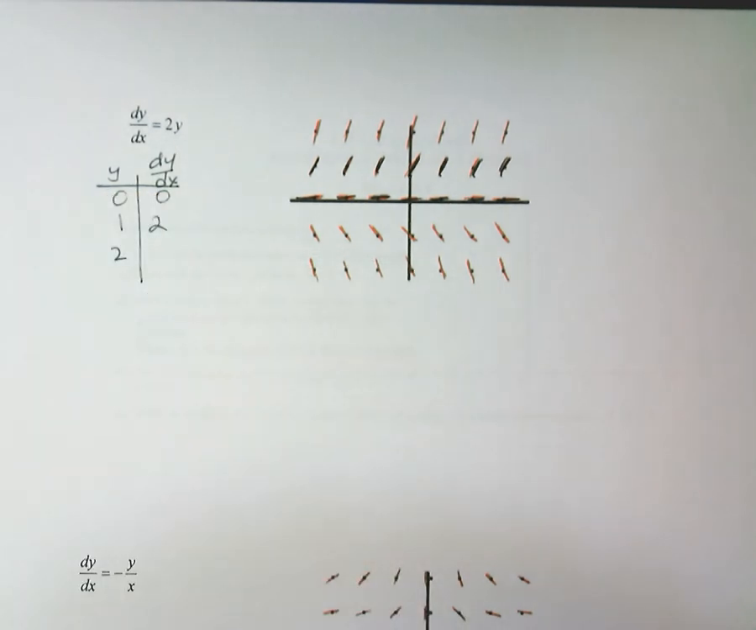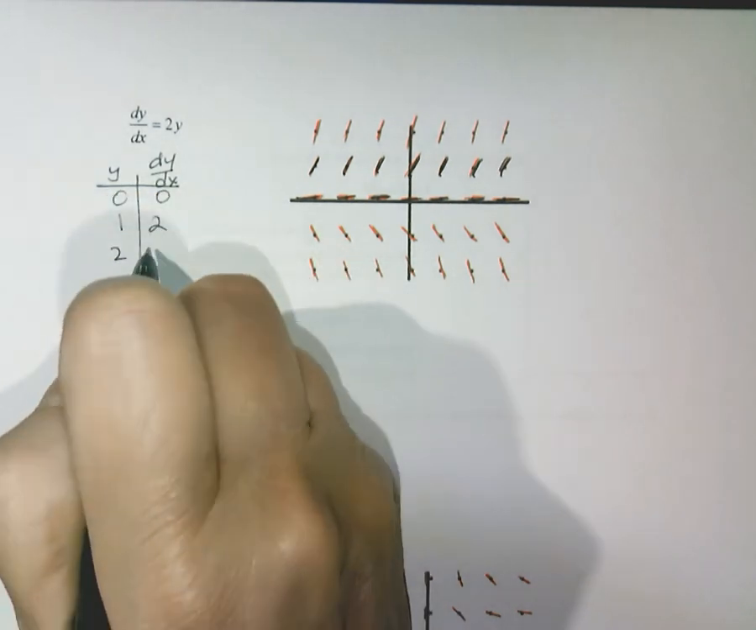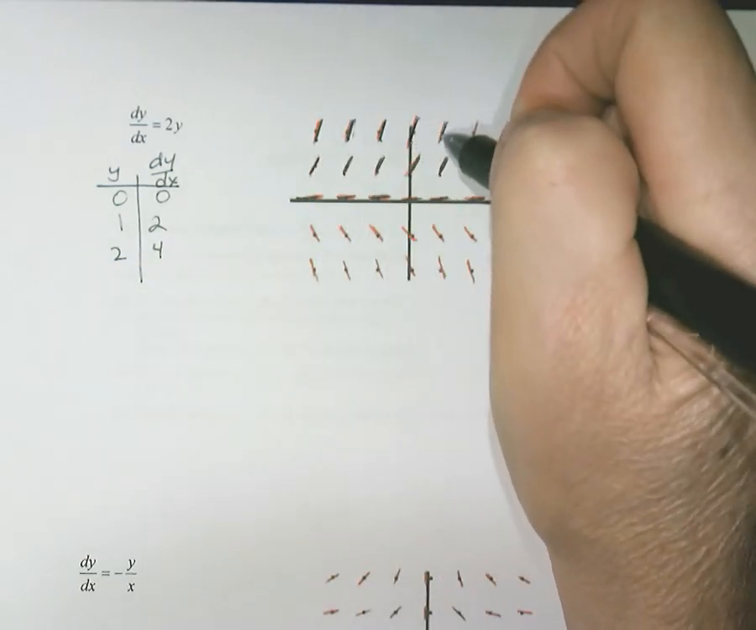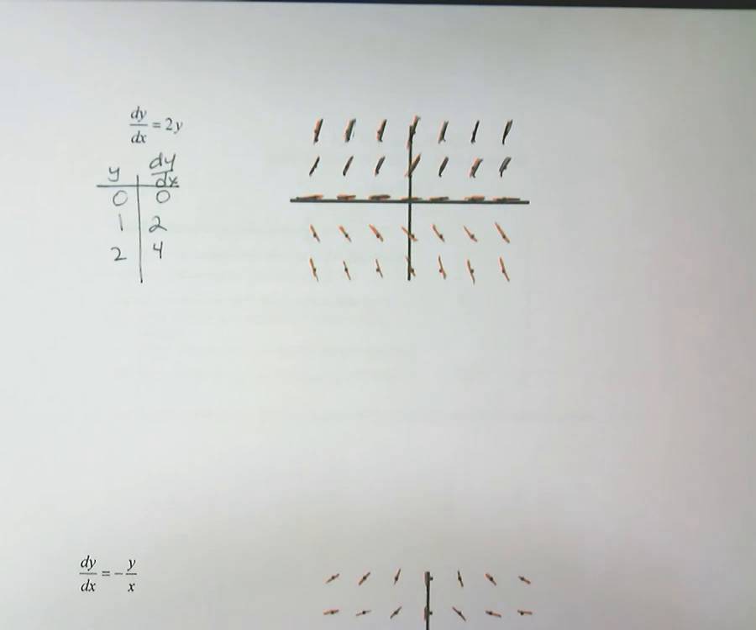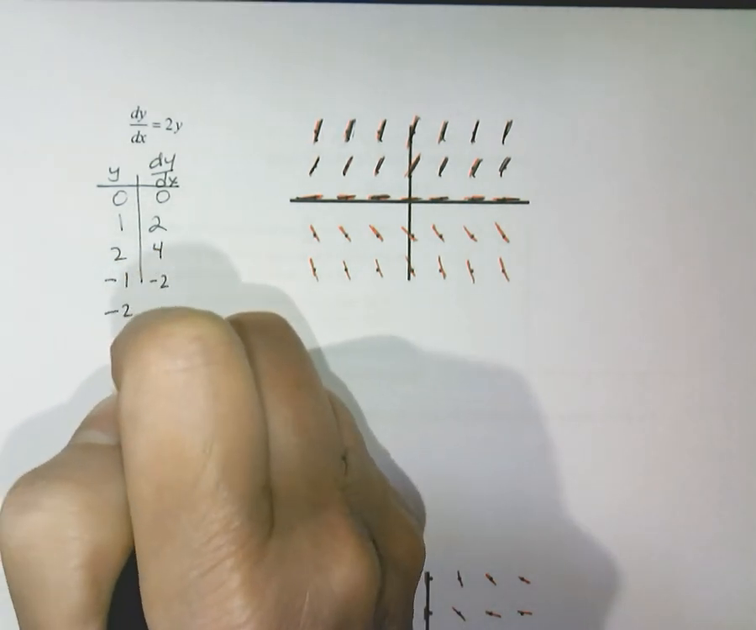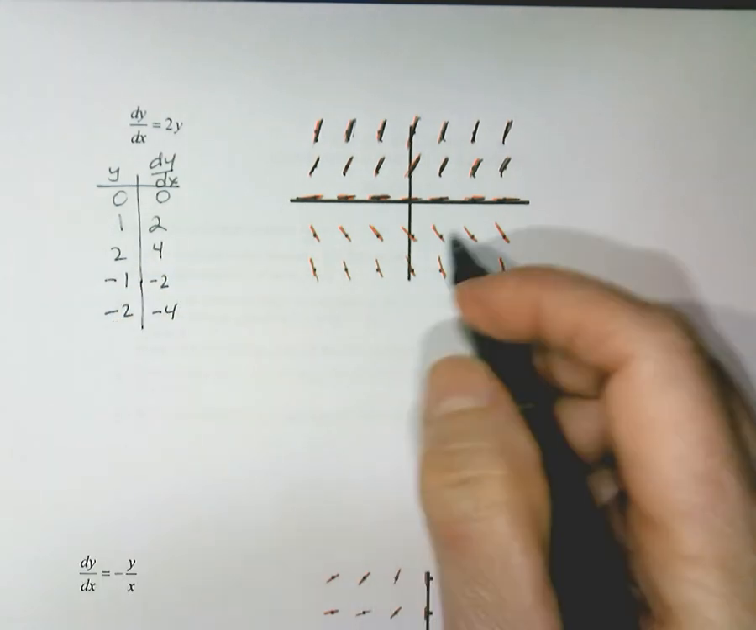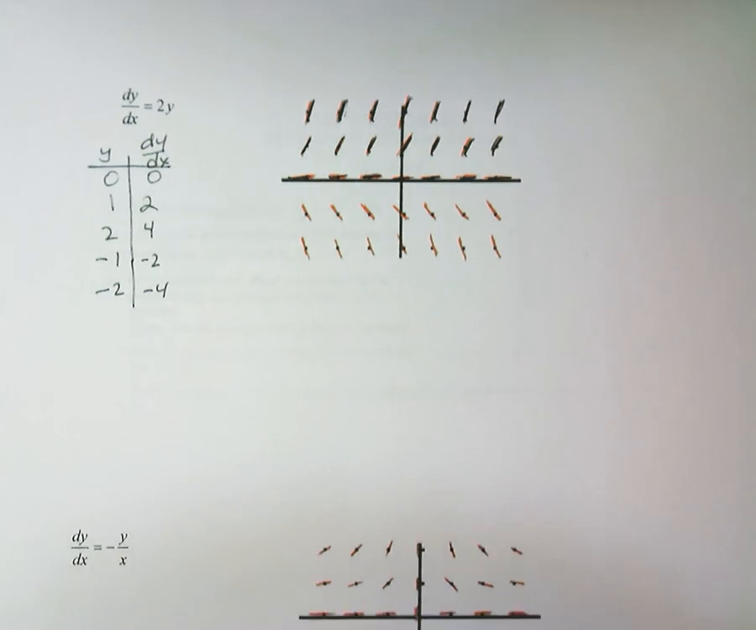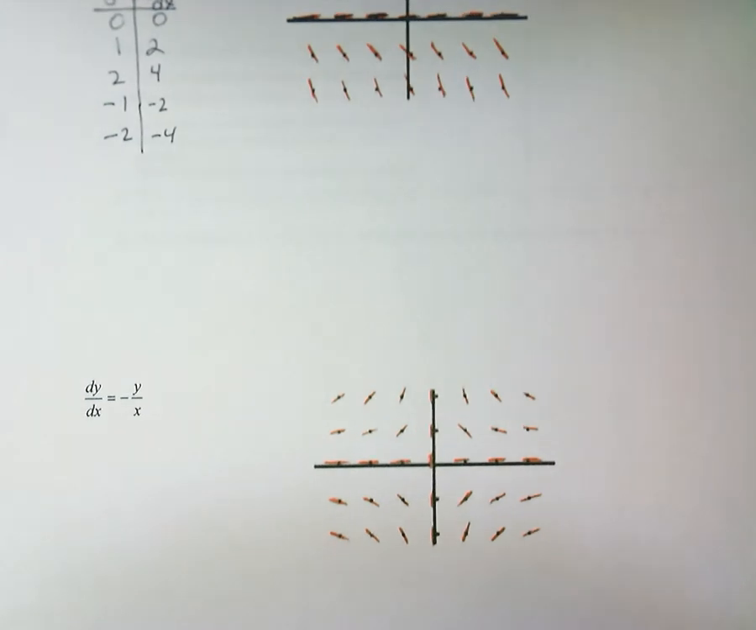Anytime y is equal to 2, 2 times 2 is 4. So it's a little steeper. It goes like that. And then -1 gives me -2. -2 gives me -4. And that's where they got all these values. So once again, not real exciting. The first one only had x. This one only had y. The next example I'm going to show you has x and y.